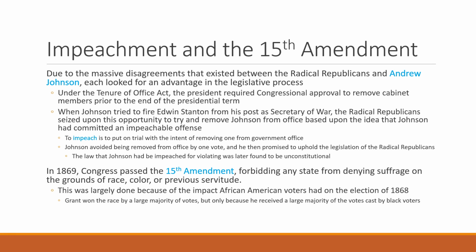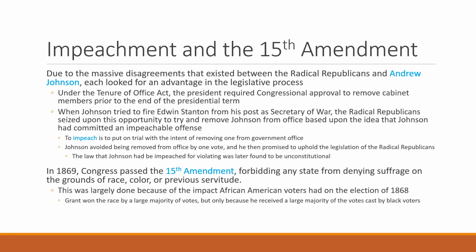So in order for impeachment to take place, you have to have a majority vote in the House of Representatives, and you have to have a 2/3 vote in the Senate. Andrew Johnson manages to escape actually being removed from office by 1 vote in the Senate. The law that Johnson had been impeached for violating was also later found unconstitutional. So if he had been removed, he would have been removed for violating an unconstitutional law, which in hindsight, we would have looked at as being a very poor decision.